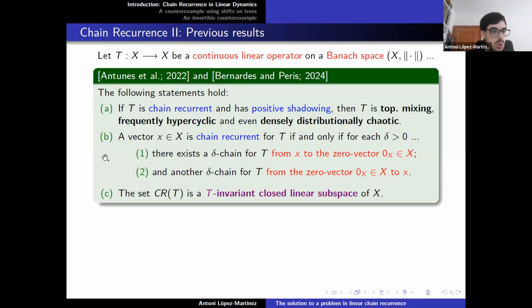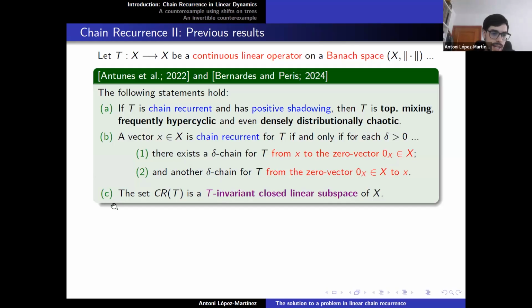And then I have to introduce two more properties that I will need along this talk. A vector is chain recurrent if and only if for each delta, I can find a delta chain from x to the zero vector, and then another delta chain from the zero vector to x. One of these implications is almost trivial because I have a chain from x to zero, and then I have a chain from zero to x. So I just have to concatenate both chains to get a chain from x to x. And this is what I will need for the rest of the talk.